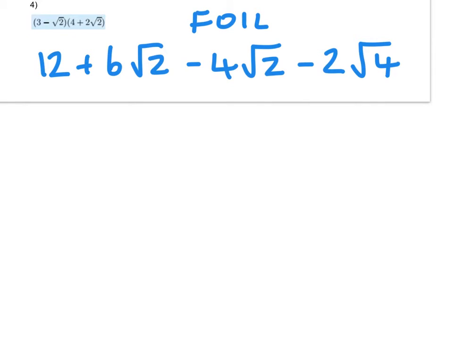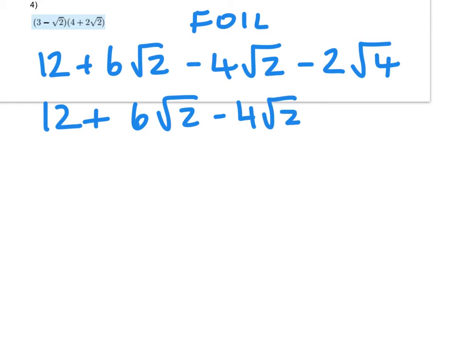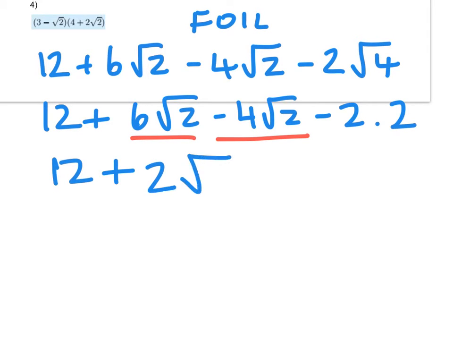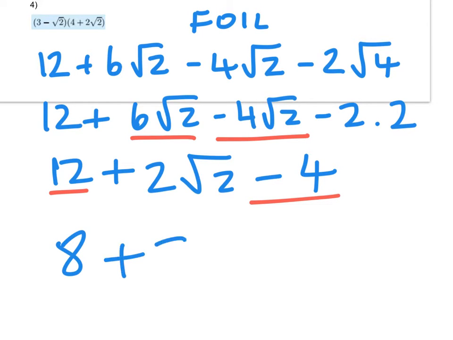So, let's tidy it up. We have 12 plus 6 root 2 minus 4 root 2 minus 2 times, and remember that the square root of 4 is 2. Okay, so 12, 6 root 2 minus 4 root 2, look, these are like terms, so that gives you 2 root 2, and minus 2 by 2 is minus 4. And then just one last quick look at it again. So we're just simplifying a piece at a time as we go down. The 12 and the minus 4 are like terms. They have no radical, so they're like. So it's 8 plus 2 root 2. Okay, there's your answer.